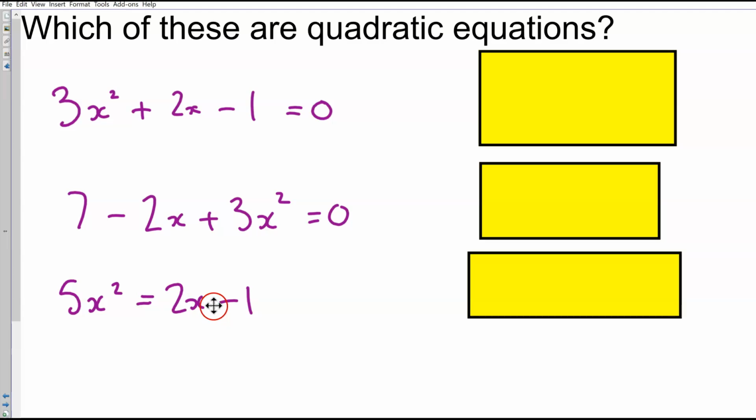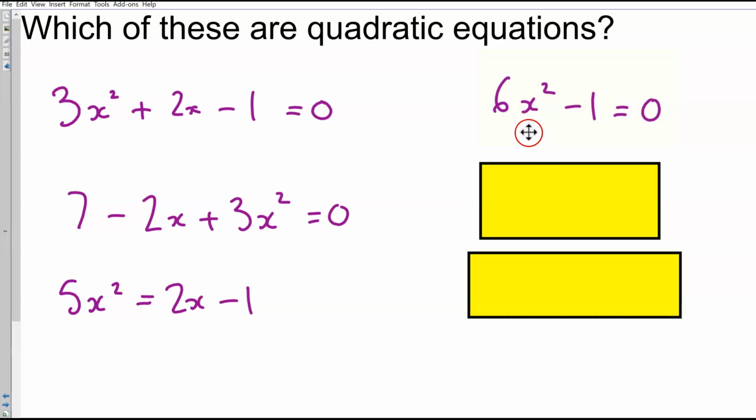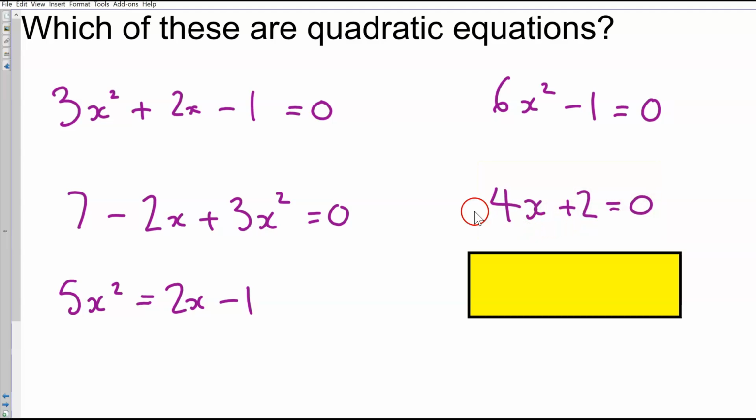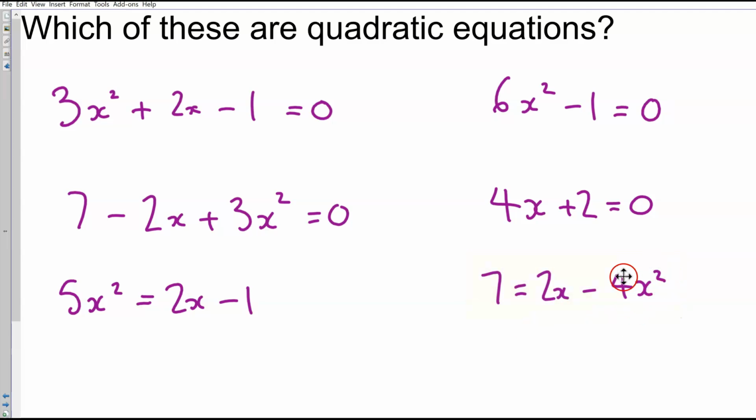Quadratic or not quadratic? Well, it doesn't look like these two, because it's not set to 0, but it is still a quadratic, because you've got your x squared and some other stuff. Well done. Still quadratic, because I've got my x squared. No x bit, but it doesn't matter. The x squared is there. No x squared here, so not quadratic, which is just a linear equation. Finally, there's an x squared, so it is quadratic.